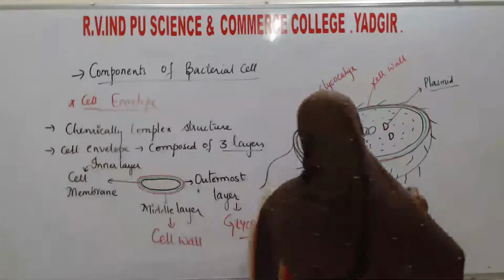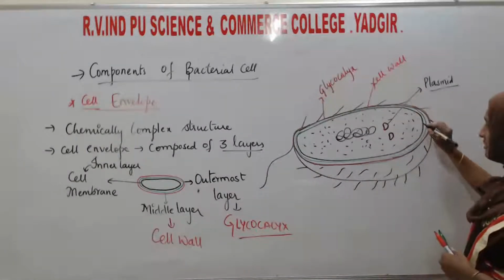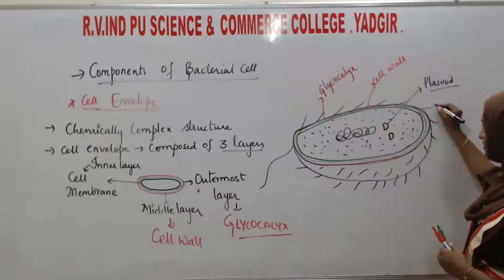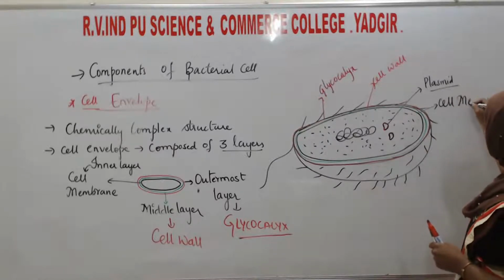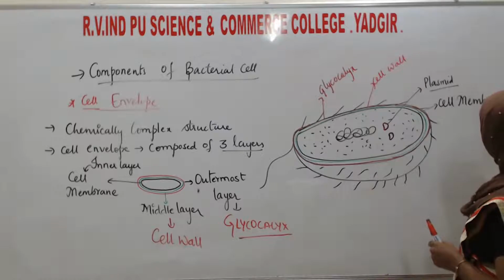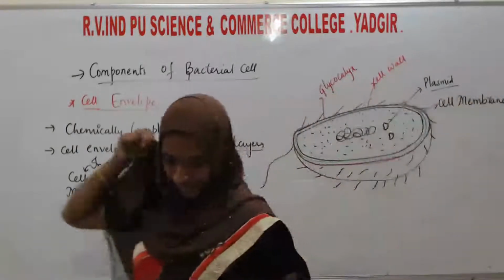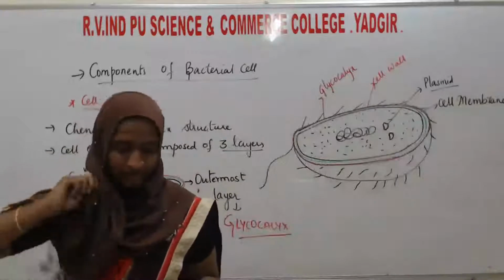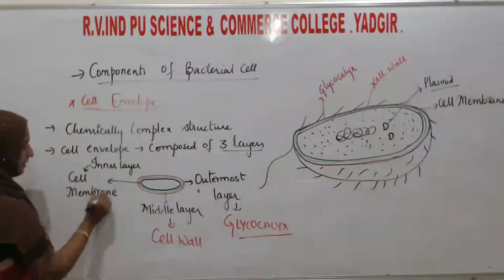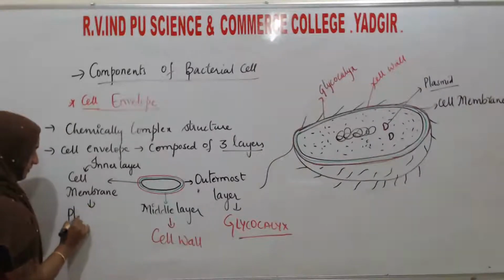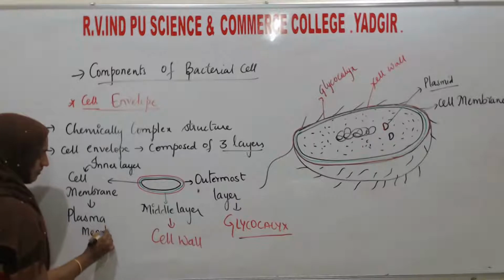Here you see, just inner to this inner layer, there is a presence of a layer, and that is known as the cell membrane. And here, the cell membrane, or else you can also call it the plasma membrane.